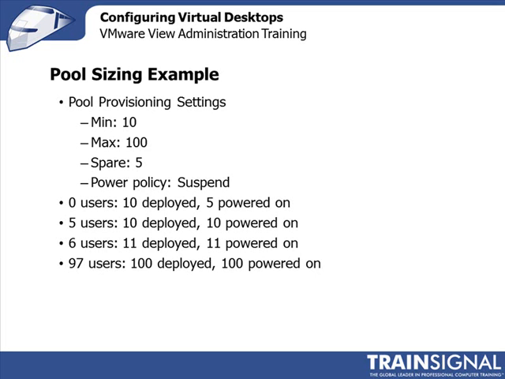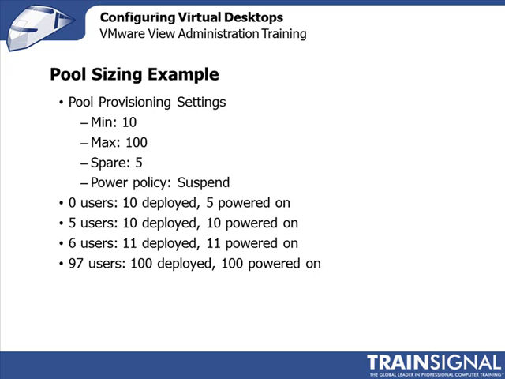When we get 5 users logged into the pool, we'll have 10 desktops deployed and 10 VMs that are powered on. So at this point, 5 desktops have been assigned to the users. View then powers on the other 5 to meet our spare setting. Once the 6th user is logged in, they'll get the 6th desktop assigned to them, which then puts us at 4 spare desktops available. So View then deploys a new desktop, taking us up to 11 desktops deployed, with 11 of them powered on.